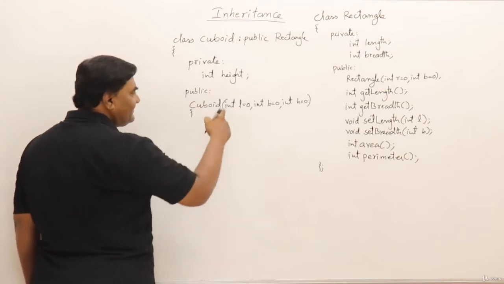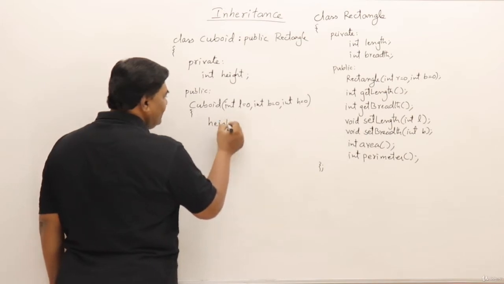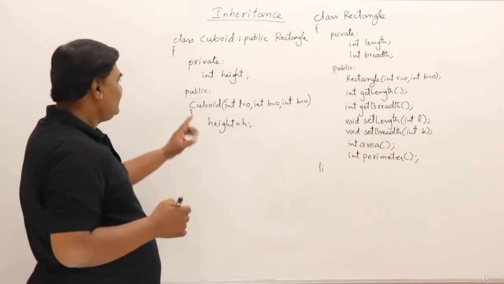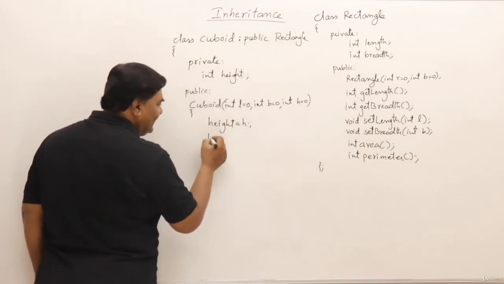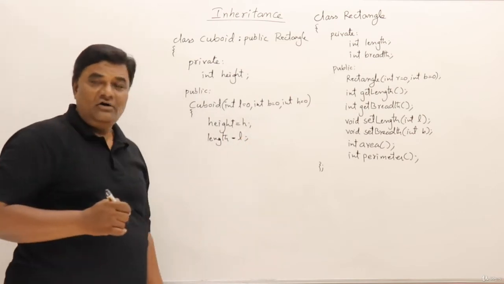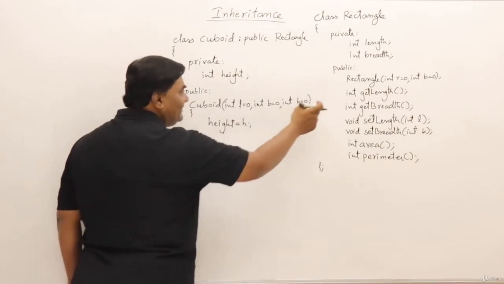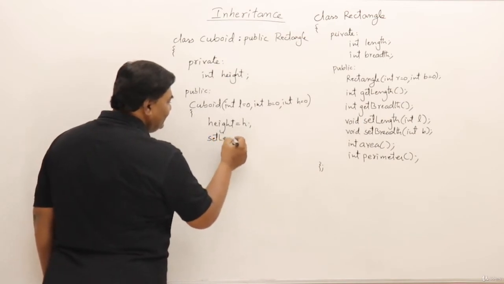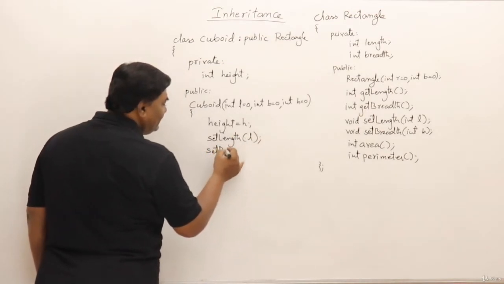See, this constructor has to set the length and breadth and height. So first of all, I will set the height. Height assign h because that is its own member. Then what about length and breadth? That doesn't belong to cuboid, that are coming from rectangle. So can it directly access length assign L? No, it cannot access. Then how should it access that one? So it can call the method available there. So what is the method? Set length method is there. So we can say set length L and set breadth B.